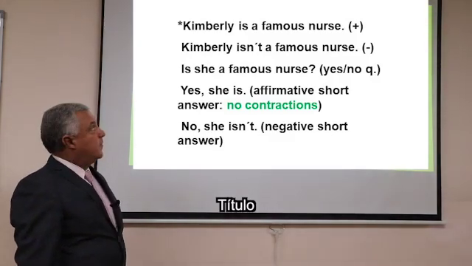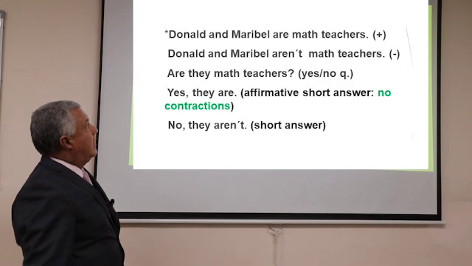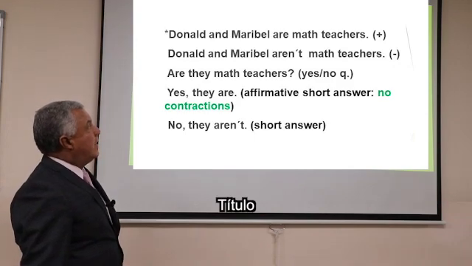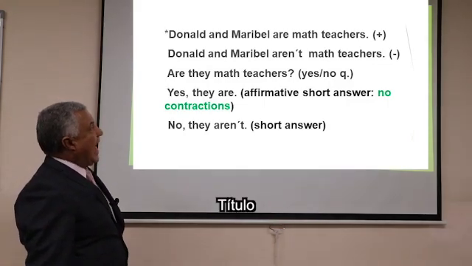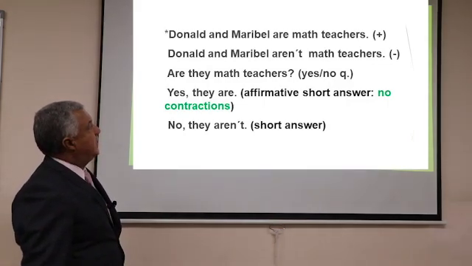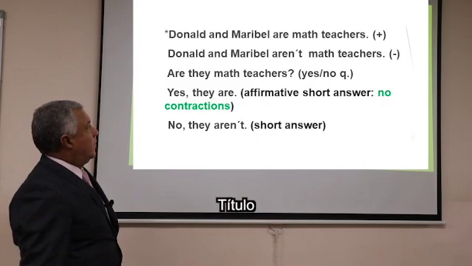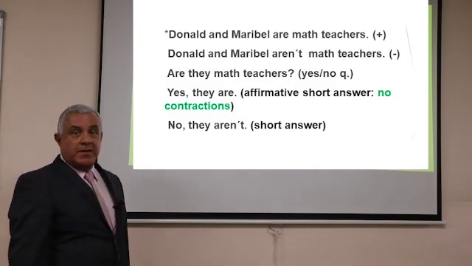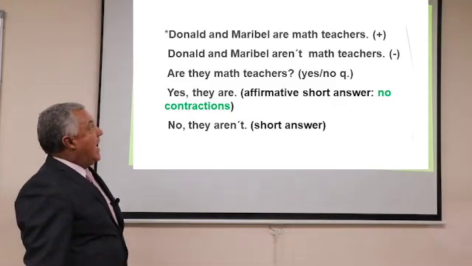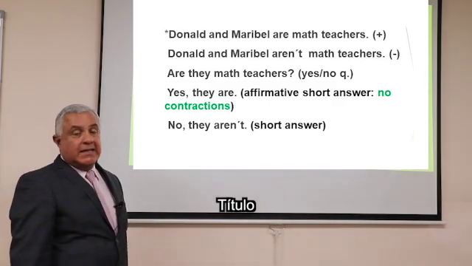Negative, it is possible. Now, in plural, Donald and Maribel are math teachers. Now, the negative: Donald and Maribel aren't math teachers. Now, yes/no question. Are they math teachers? Short answers. Yes, they are, and no, they aren't. Please remember, in affirmative short answers, there are no contractions.